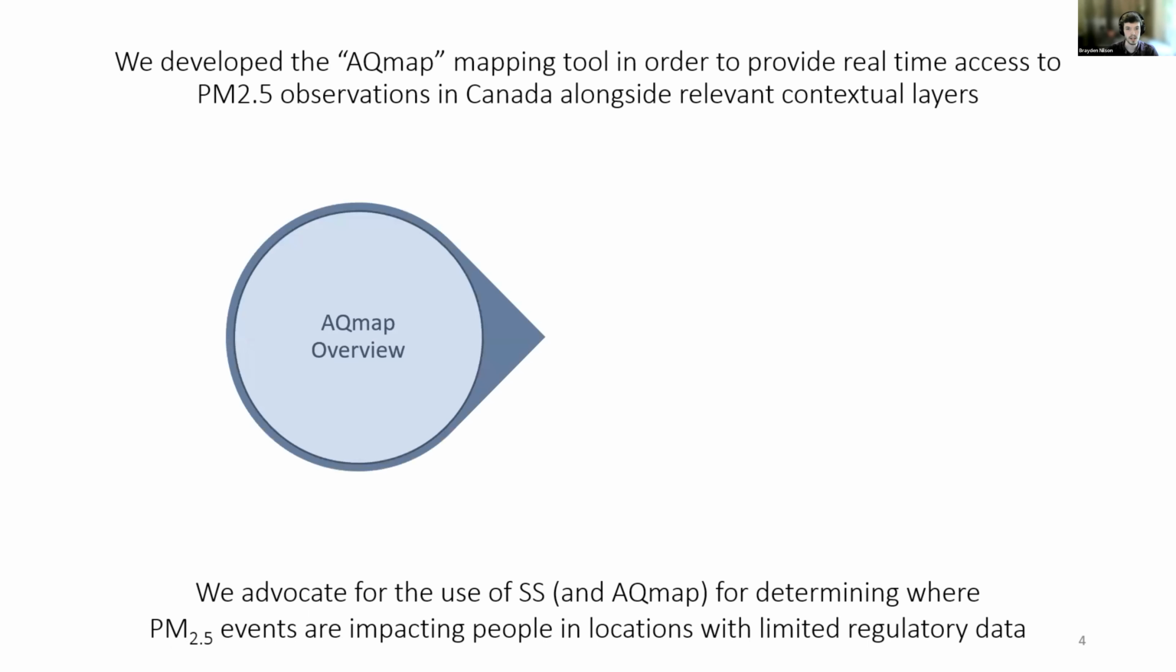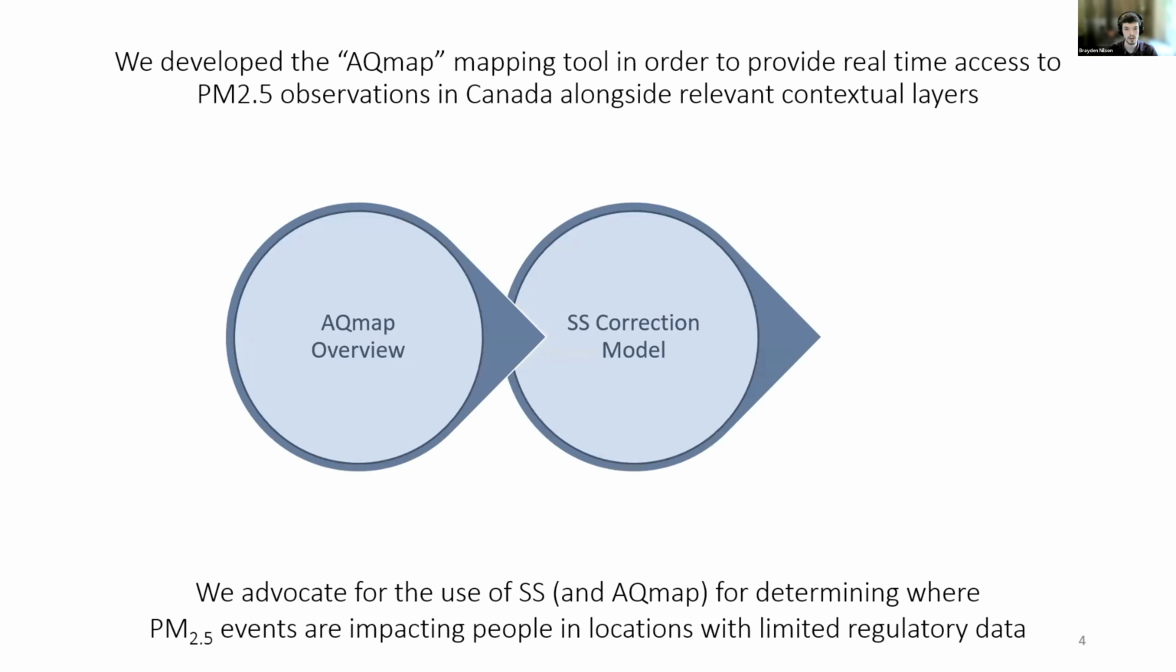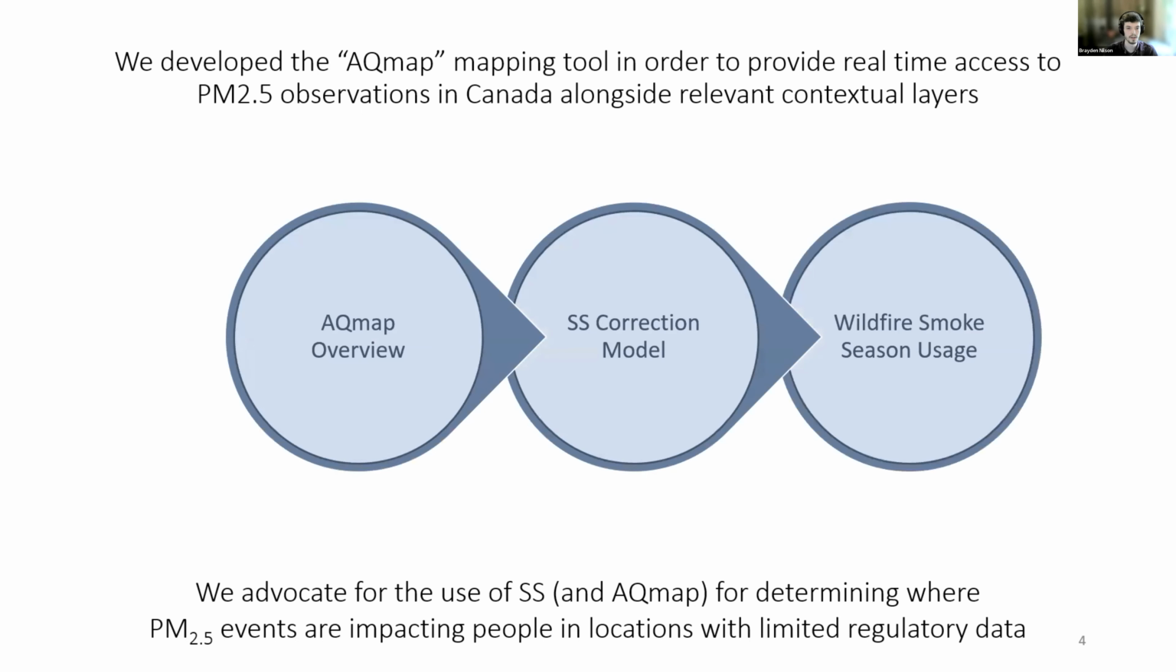First, I'll give an overview of AQMap and how it works and how you can use it. Then I'll talk briefly about the correction model we use to provide the best possible data from these small sensors. And I'll finish off with some implications for the upcoming smoke season based on what we've seen in past years.